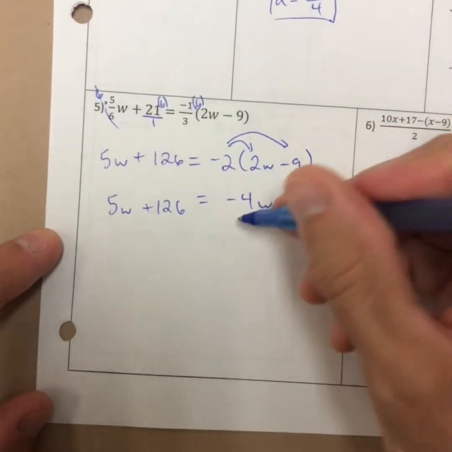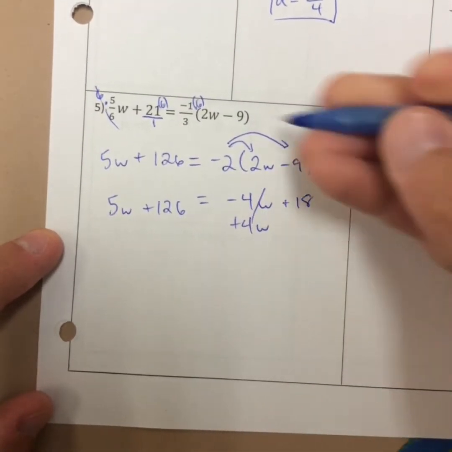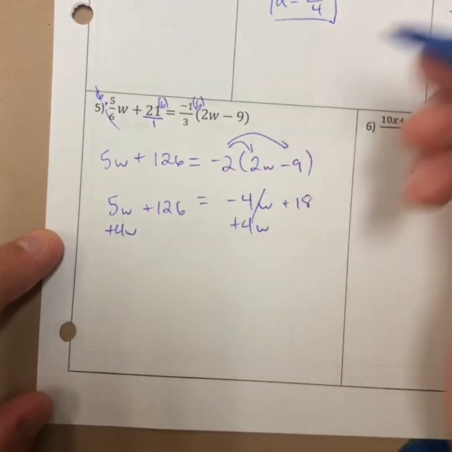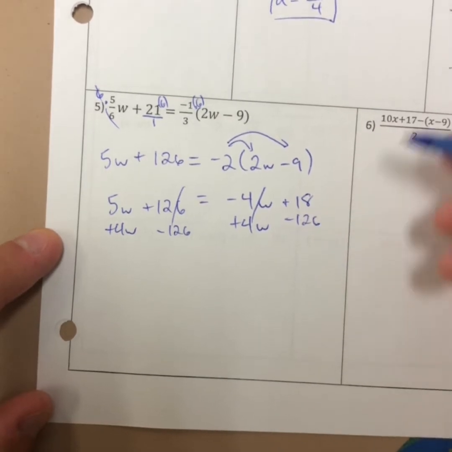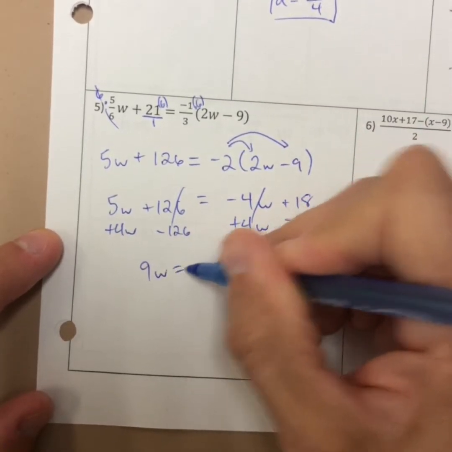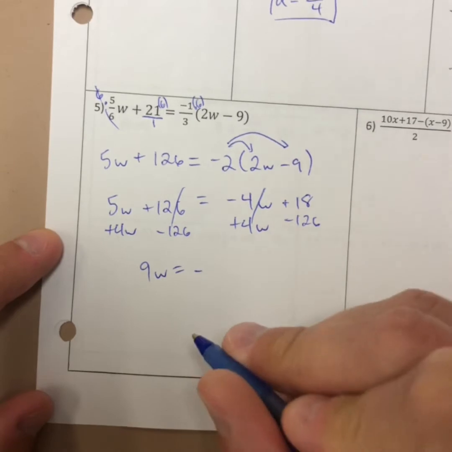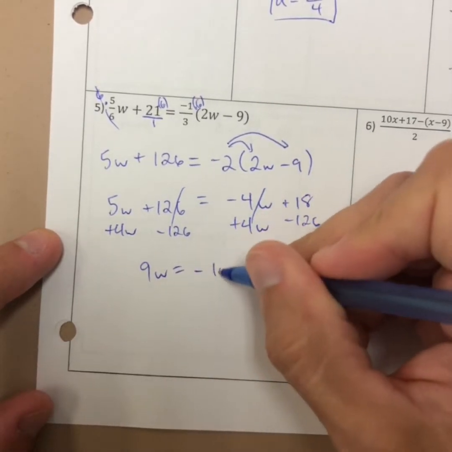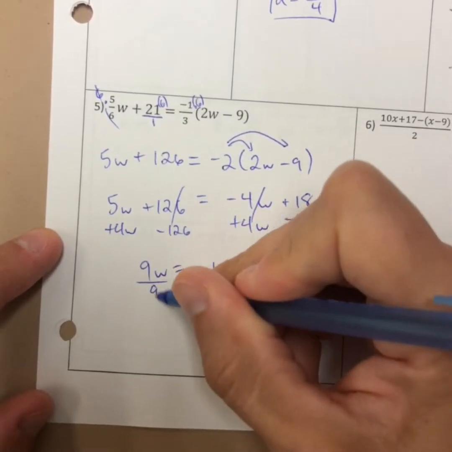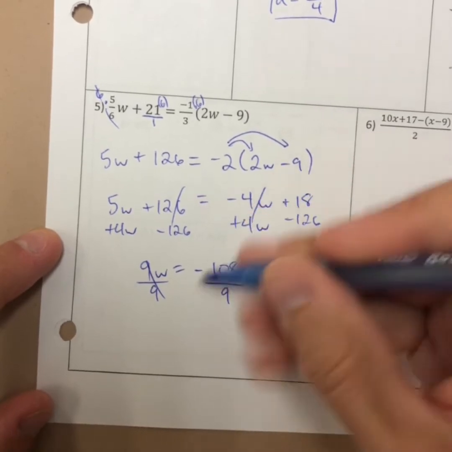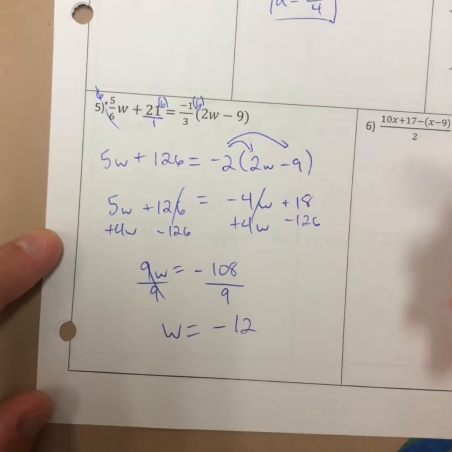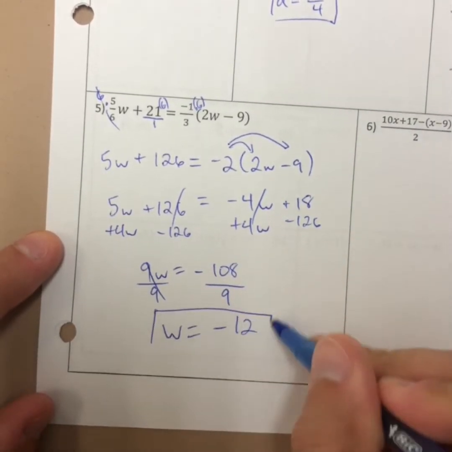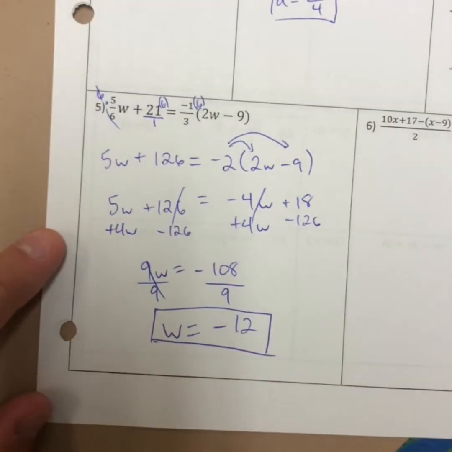From here, I would probably add 4w just to stick with keeping it positive, and then subtract 126 to get 9w equals negative 108. Last step, divide by 9, and w equals negative 12. And then you could always plug that back in to double check, and that should work out.